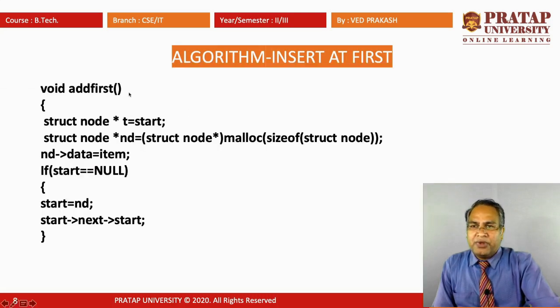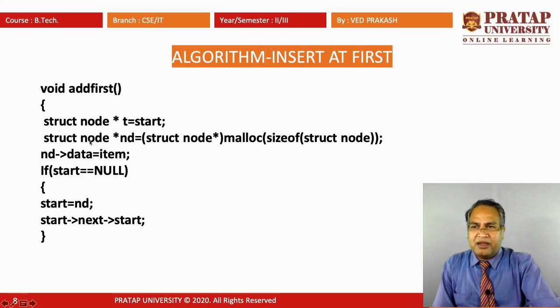Here we mention some code, or we can also say some algorithm steps, for adding a new node at the first or beginning of a circular linked list. We use an add first procedure. First, we create a pointer t, also known as a PTR pointer, and we set this pointer to the start pointer. The start pointer is basically used to point to the first node of a circular linked list.